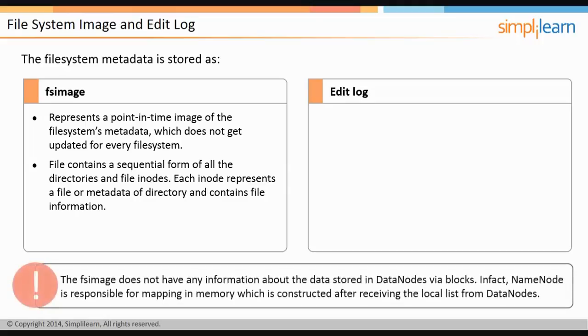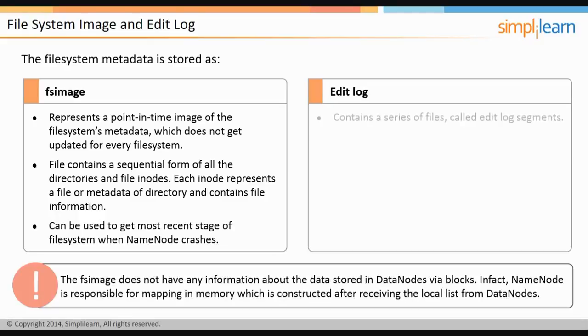The FS image does not have any information about the data stored in Datanodes via blocks. In fact, Namenode is responsible for mapping in memory, which is constructed after receiving the block list from Datanodes. In case the Namenode crashes, the previously created FS image can be used to get the most recent state by applying all operations from edits and transactions.